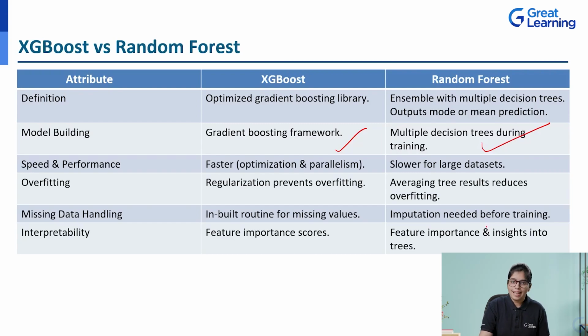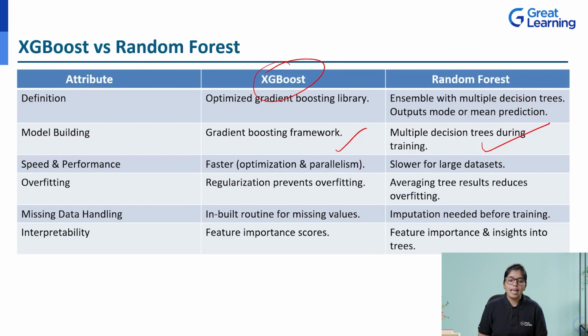When we talk about XGBoost, it is faster. Faster in terms of what? Faster when we have a large data set. But random forest, though it is a good algorithm, is slow for larger data sets. Next is a very important term, that is overfitting.